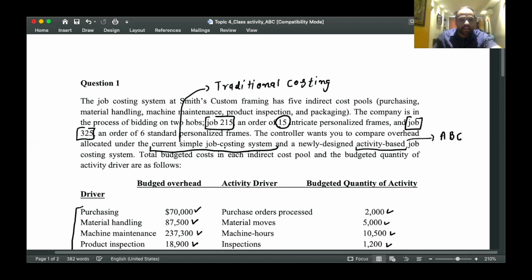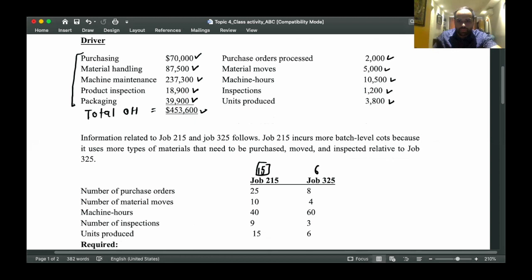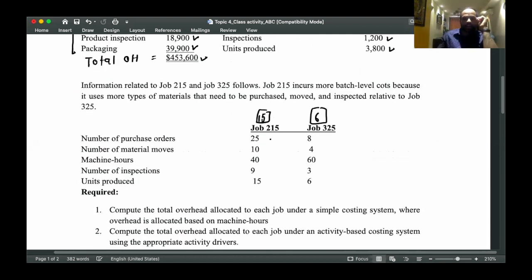15 products. And job 325, we have 6 products. Six units: 15 units for job 215 and 6 units for job 325. Now, if you make 15 products for job 215, you have to order 25 times. Material move, 10 times. Machine hour, 40 hours. Number of inspection, 9. And unit produced, which is related to packaging, 15.